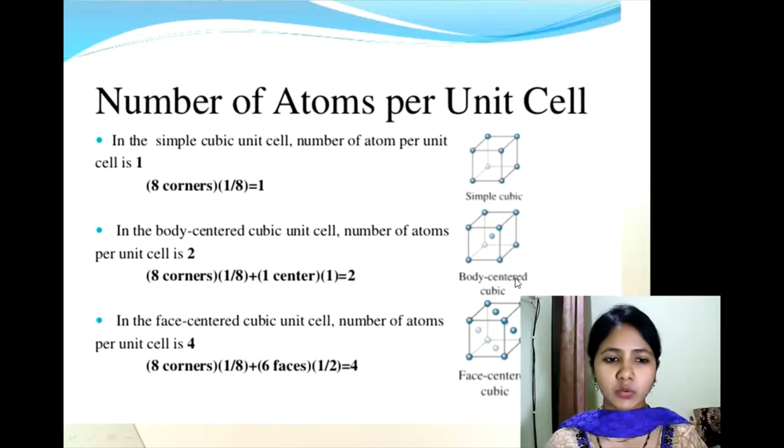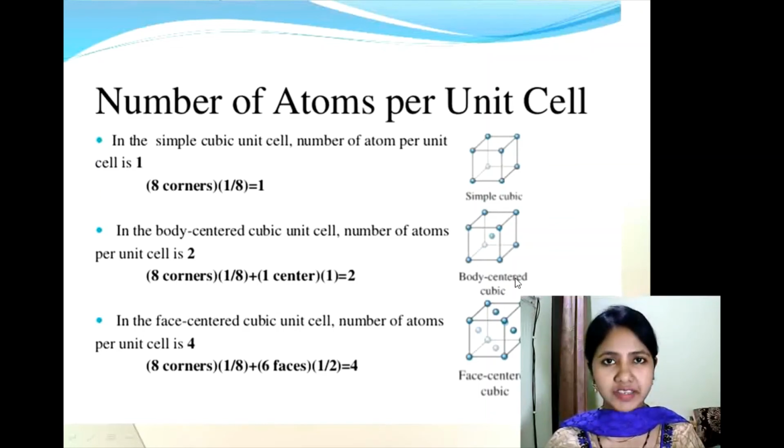Now let us see the third one. In case of FCC or face centered cubic unit cell, the number of atoms per unit cell is equal to 4. Now how is it? See, again 8 corner atoms in a unit cell. Total 8 corners are there, so 8 atoms are there. The contribution of each atom is equal to 1 by 8.